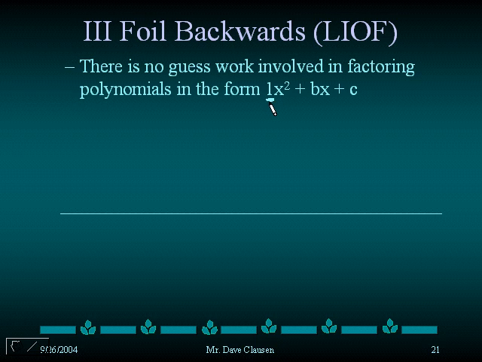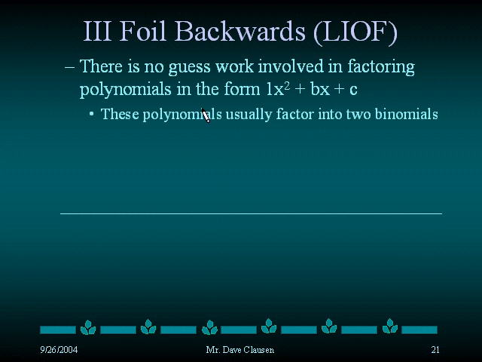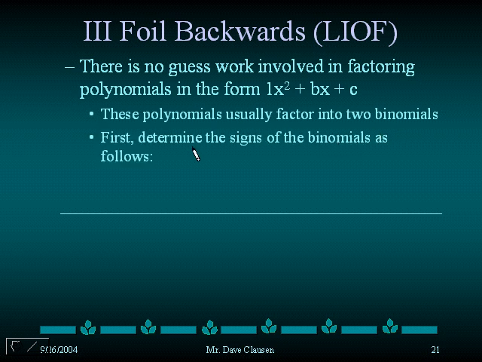and you've got some term x squared plus bx plus c, but the coefficient of x squared must be 1. In this case, the nice thing is there is no guesswork. The polynomials, if they factor, will factor as 2 binomials. First thing to do is to determine what the signs are going to be in the middle of the terms for those binomials. So if we start out with 1x squared plus some number bx plus some number c, that's going to factor as x plus something times x plus something.